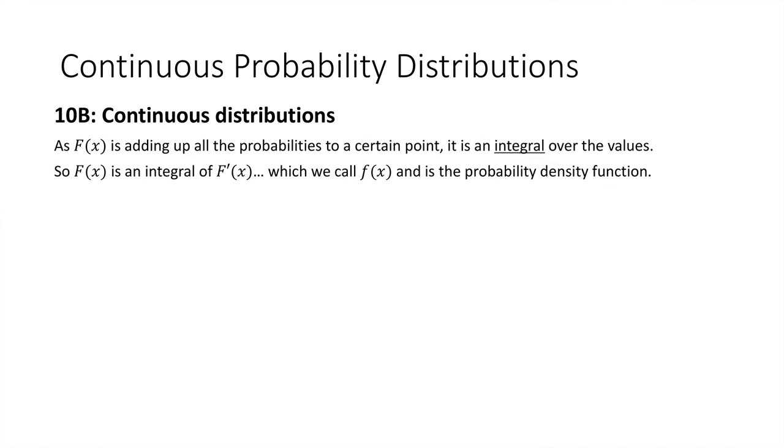So as big F of x is adding up all those probabilities, the other place we have adding up lots of things is an integral. So what we've got is that the big F of x is an integral of a function, which we call little f of x, and that is the probability density function. That is the function that describes the probability over this range. And the integral is adding all of those things up.